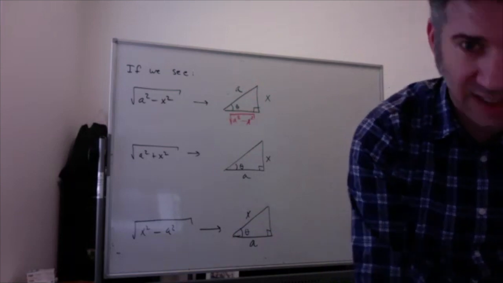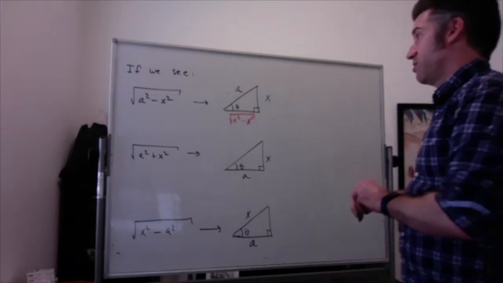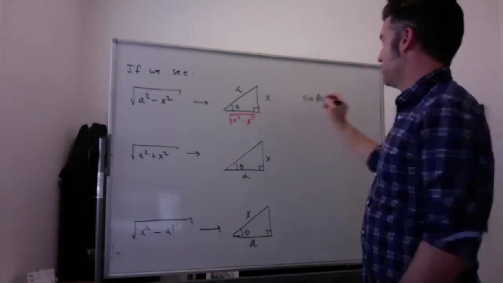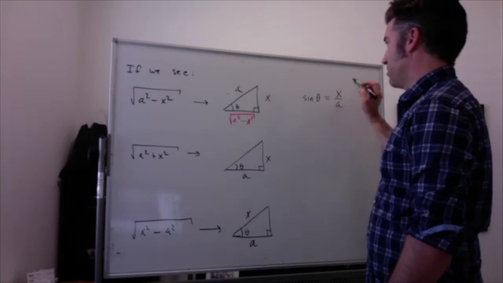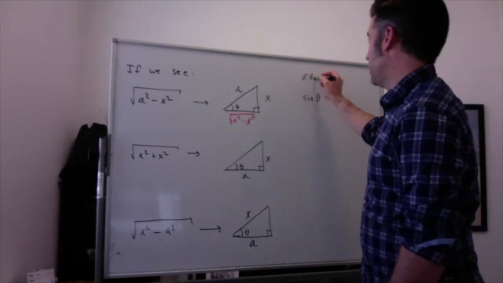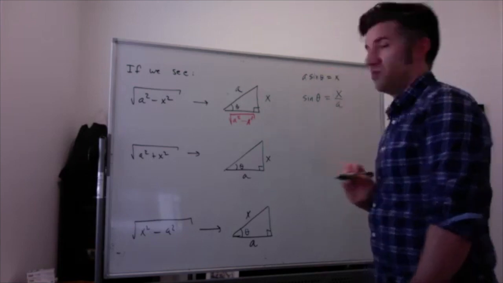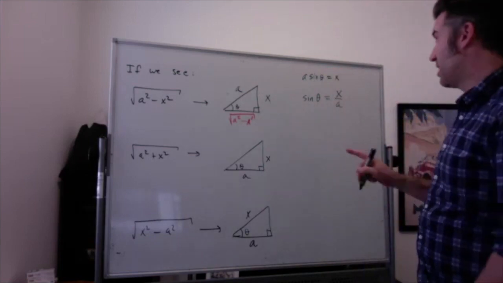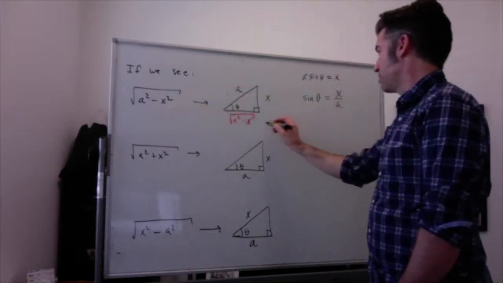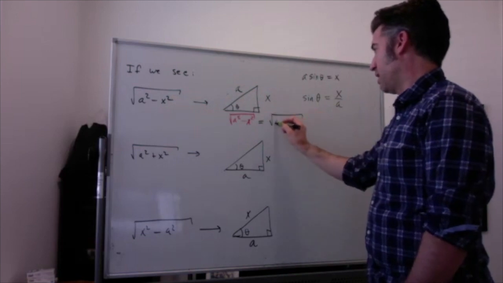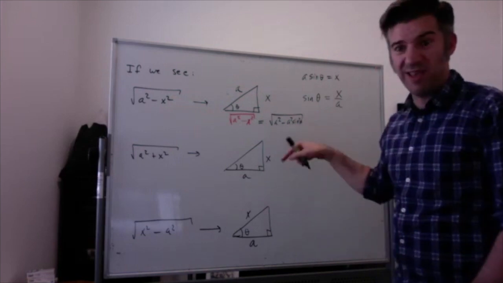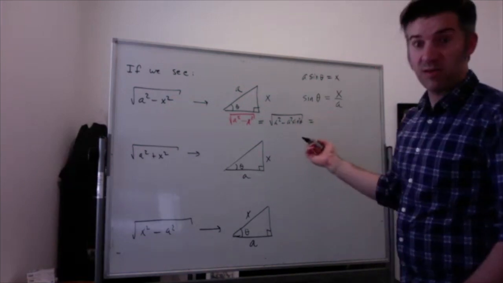Another way I think about it is we need the trig identities to work. Right? I know that I need sine of theta to be x over a. Or, if you prefer, a sine theta to equal x. Because when you plug in a sine theta here for x, you get a squared minus a squared sine squared. If you factor out the a squared, the square root of a squared is a.